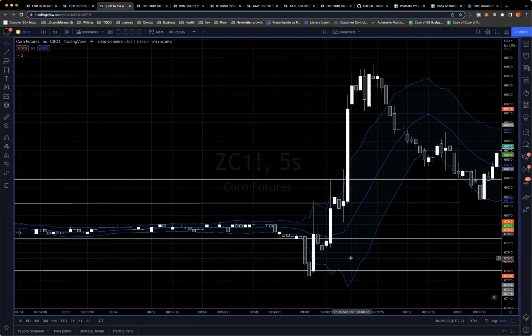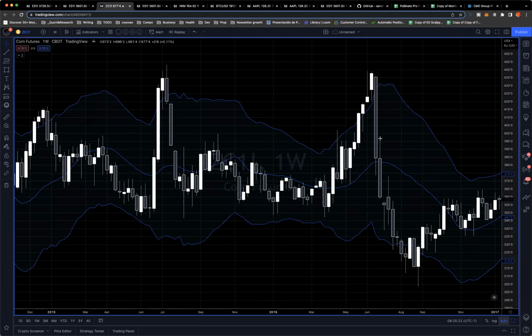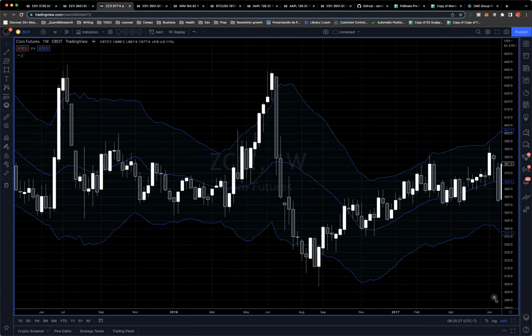And also, let's say you're trading Apple, you want to trade stocks, you want to trade currencies with Forex, or you want to trade crypto, all these things apply. The same system applies. I'm trading this on a 5-second, but let's take a look at maybe a 1 week and see if we can see how. So that would have been in June.